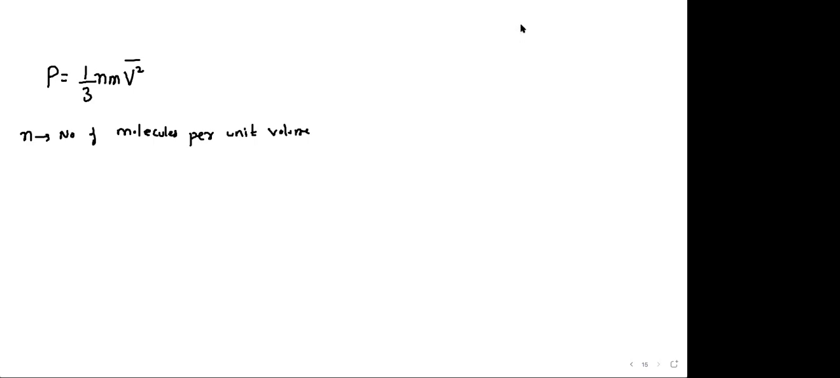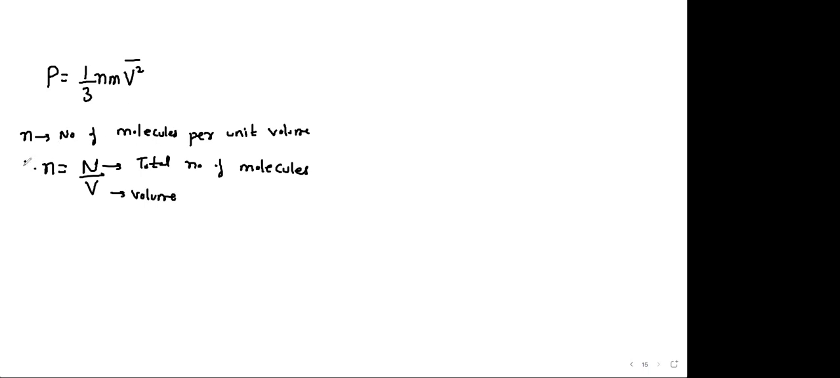You can express this into many forms. Like the expression of pressure is 1 by 3 N into m into V square bar. So what is n? n is the number of molecules per unit volume, the number density. What you can do is write this small n as capital N by V. N is the total number of molecules, and V is the volume of gas.